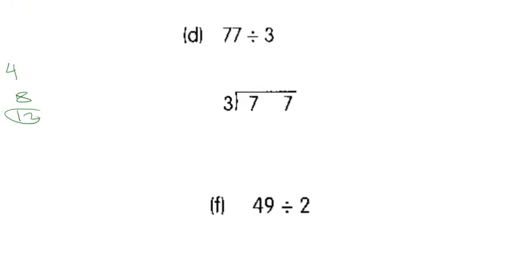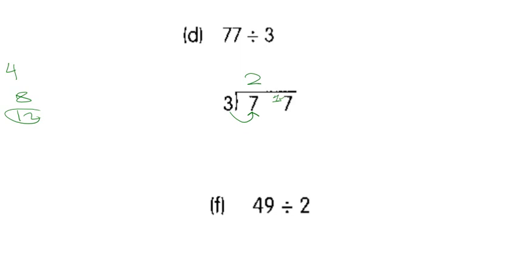How many 3's in 7? 3, 6. You can't say 9. We have 2 groups. From 6 to 7, we have a remainder of 1. Put the remainder beside the 7.